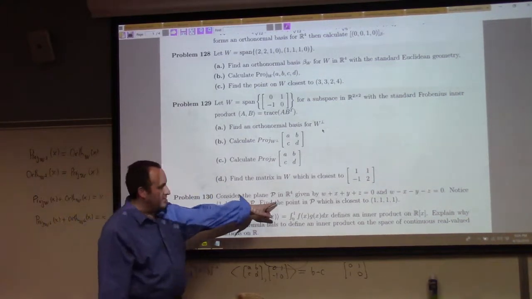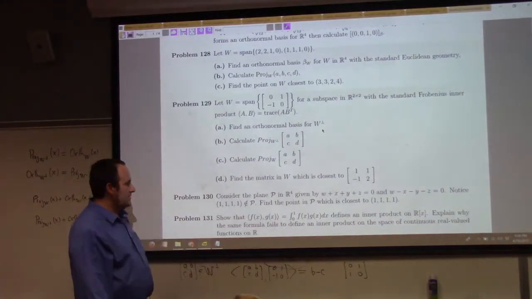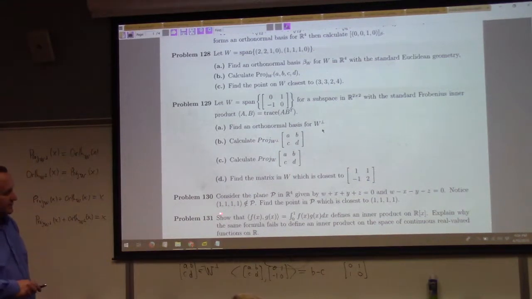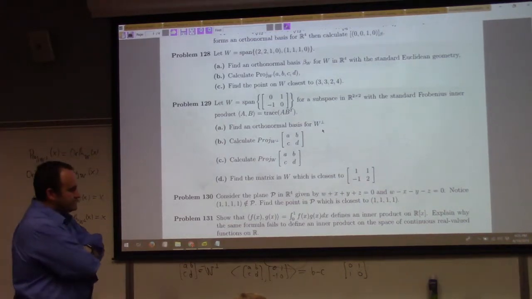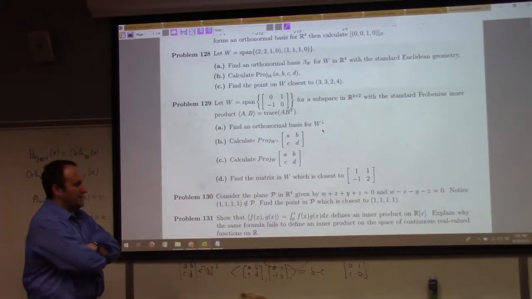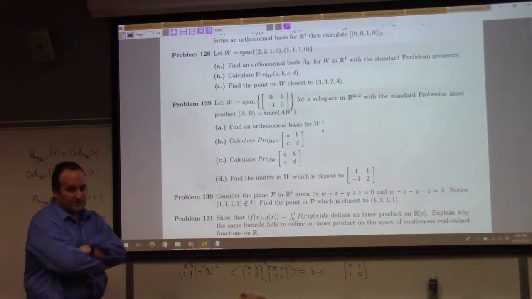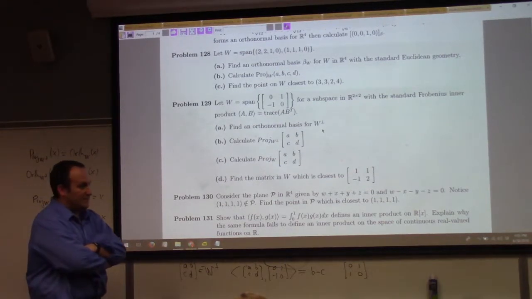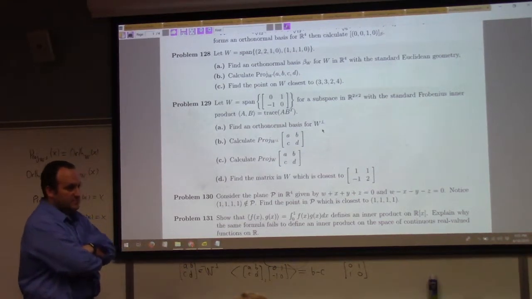Consider the plane P given by that and that, right? I say 1, 1, 1, 1 is not in this plane. Find the point in P which is closest to 1, 1, 1, 1. How would you do that? Here's my plan of action. Find a basis for the plane. Orthonormalize it. Calculate the projection of 1, 1, 1, 1 onto the plane. That's the closest point. Done.